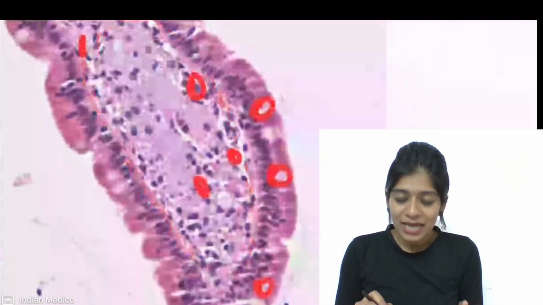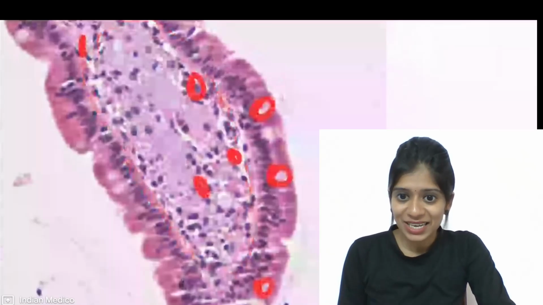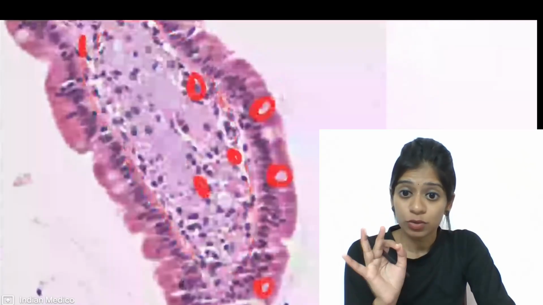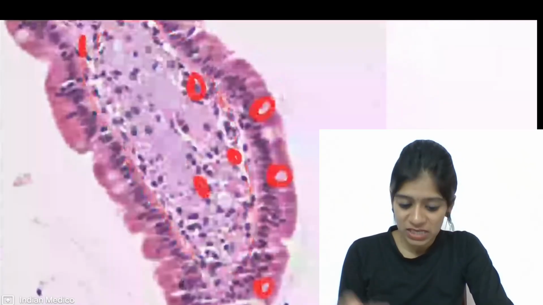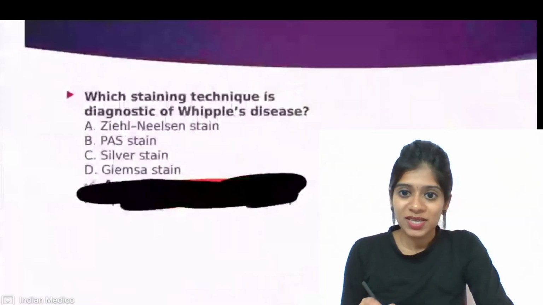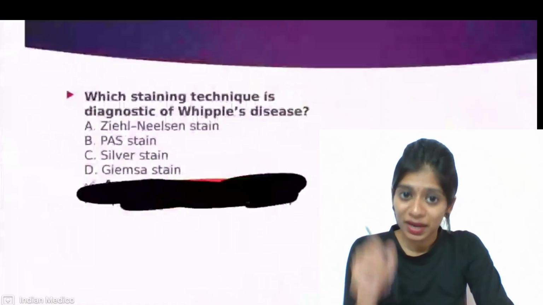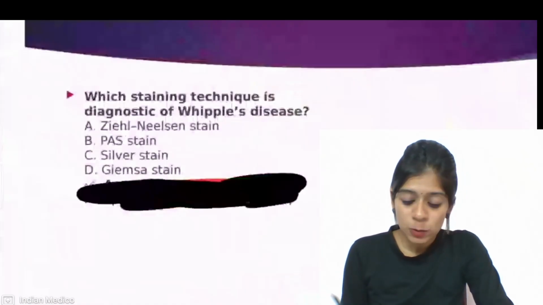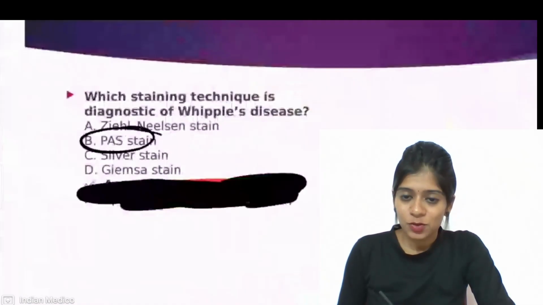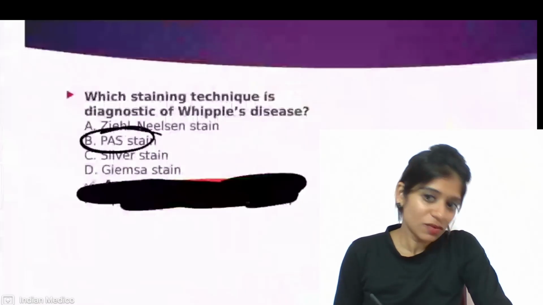The third thing is the stain used. I told you, if you want to see foamy macrophages in Whipple's disease, you use PAS stain, periodic acid Schiff stain. Let's go to the question. Read this question, very simple. Which staining technique is used to diagnose Whipple's disease? The answer is PAS stain.